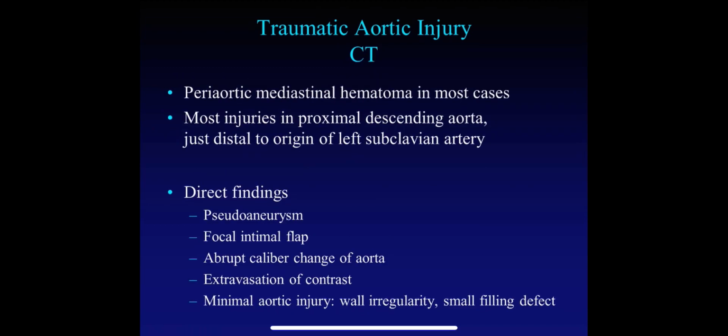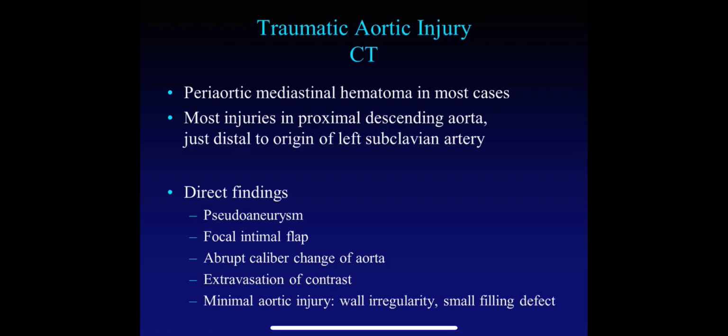CT findings in traumatic aortic injury have been well described. Keep in mind, periaortic mediastinal hematoma is present in most cases, and most injuries occur in the proximal descending thoracic aorta, just distal to the origin of the left subclavian artery, so that's where most of the evaluation should be paid attention to. Several direct findings have been described.